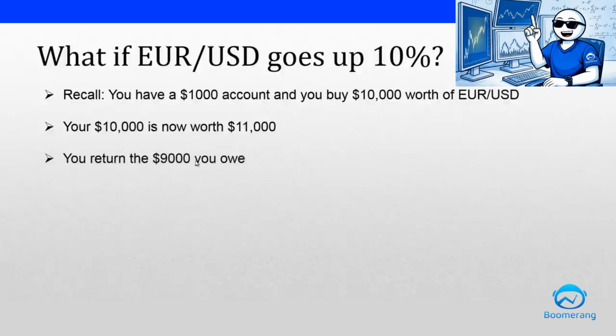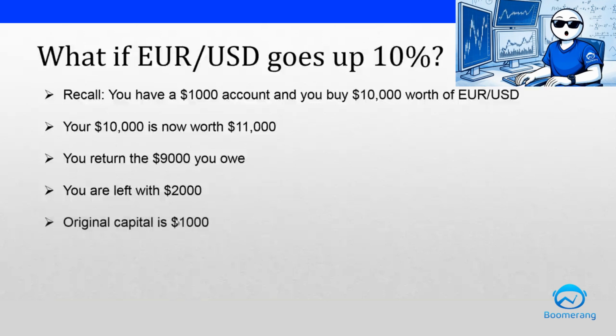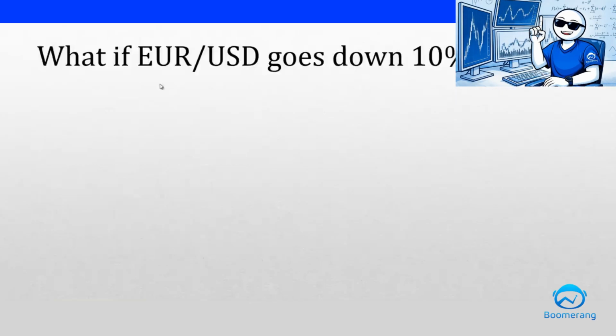Next, you return the $9,000 that you owe. What you're left with is $2,000. And remember, what you had initially at the start was $1,000. So in other words, your profit is $1,000. $2,000 minus your original capital, you made a profit of $1,000 on this particular trade. And I know, man, Rainer, this looks easy. Man, I'm going to be the next market wizard millionaire trader. Well, not so fast, my young Padawan, because what if Euro USD goes down 10%? Then how would this change?